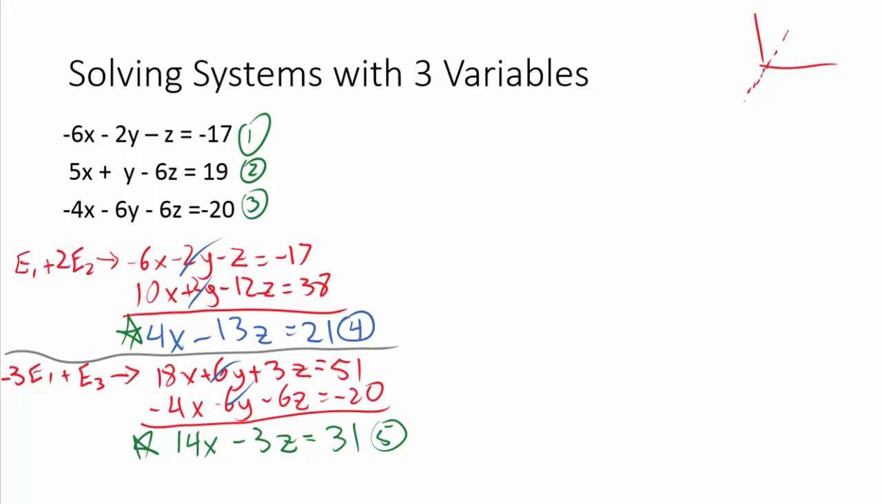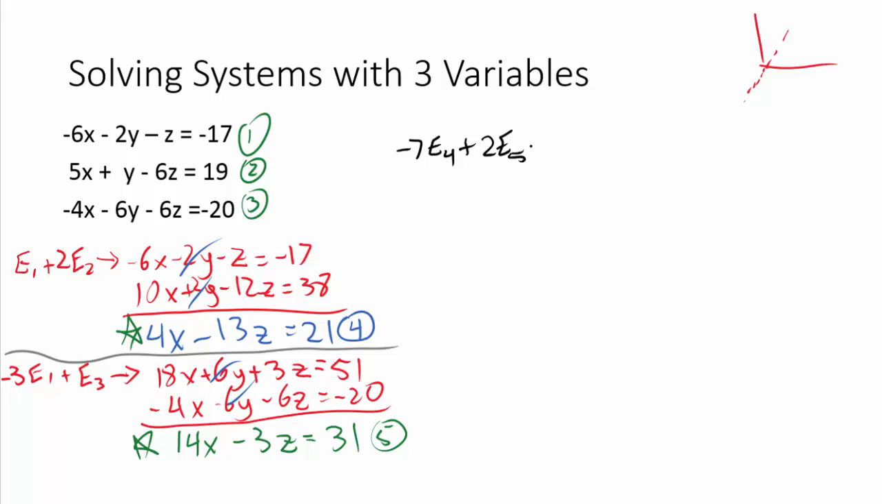All right, so what I'm going to have to do now is try to find a way to get either the x's or the z's to cancel, and then I should be able to solve for one of my variables. So I think what I'll do, let's get these both to be 28 on the x's, one 28 and one negative 28. So I'm going to take negative 7 times equation 4, and I'm going to add to that 2 times equation 5, and that should get me my setup there.